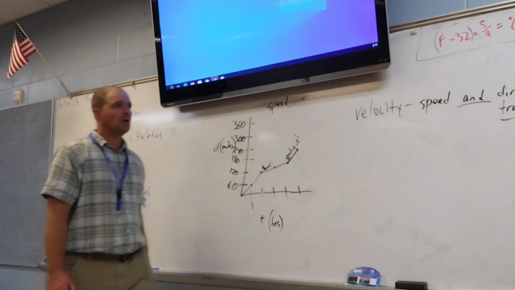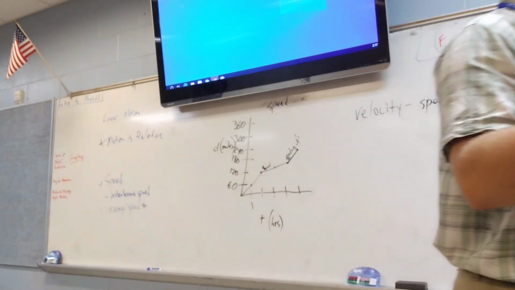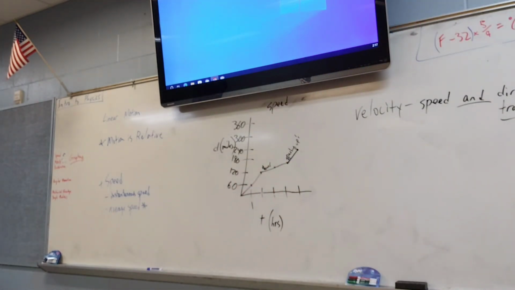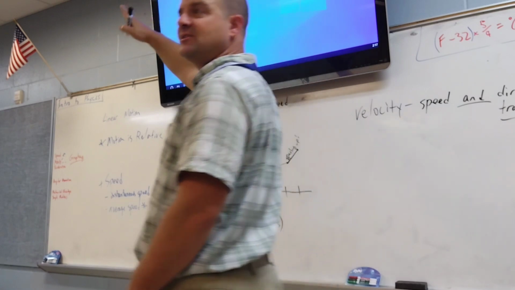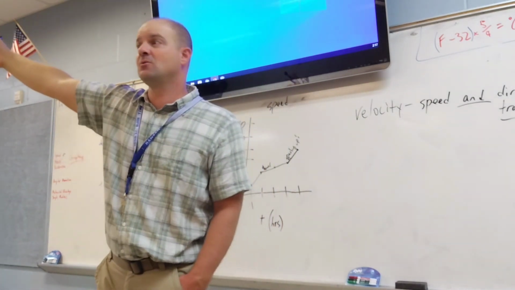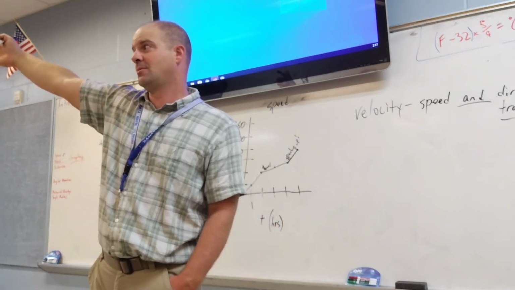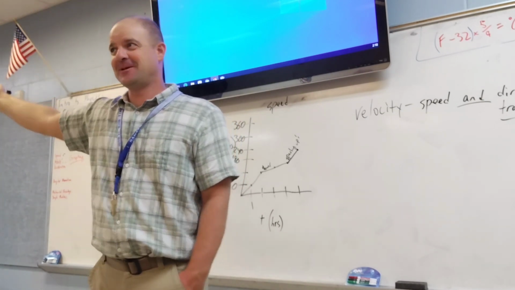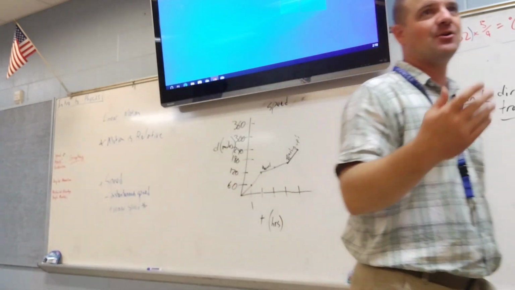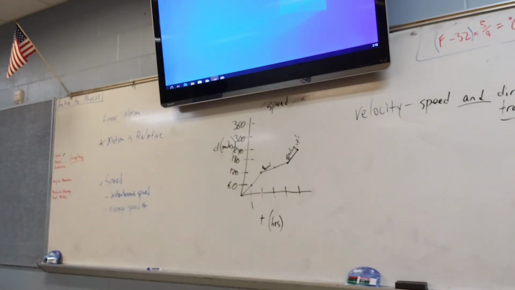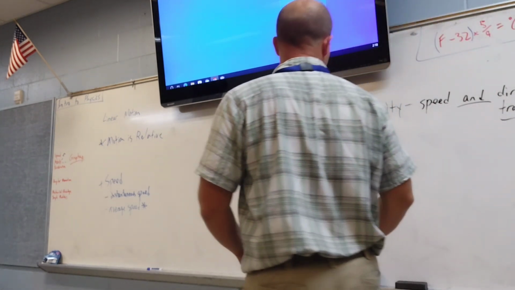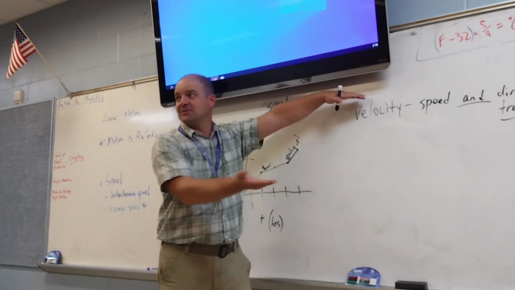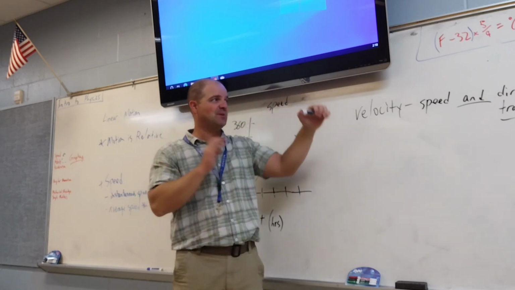So, if I wanted to drive to Cincinnati, are you guys listening? If I want to drive to Cincinnati, I might be driving at 80 miles an hour up 71 to Cincinnati, but I'm also going which cardinal direction? Northeast. So I would say, hey, 80 miles an hour northeast. That's my velocity. Does that make sense? This is very important. Velocity is not just speed. It's speed and direction of travel.